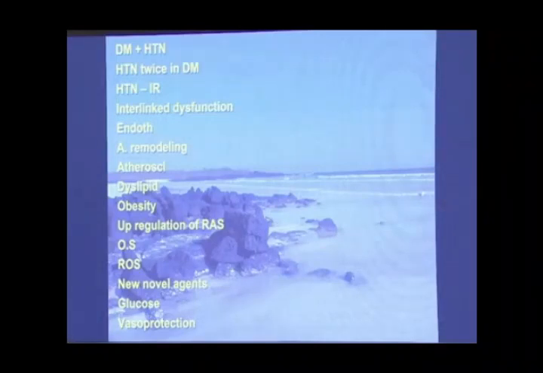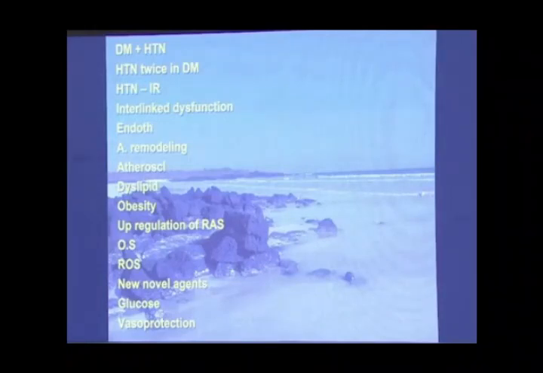Hypertension and diabetes are pathophysiological changes that start with the development of insulin resistance. And insulin resistance is the main pathophysiological problem before the development of the vascular complications of those two diseases. Both of them are interlinked. There are common denominators for these diseases: endothelial dysfunction, arterial remodeling, atherosclerosis, dyslipidemia, and obesity.